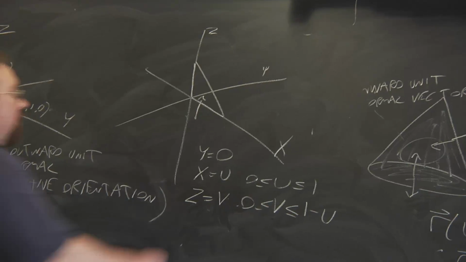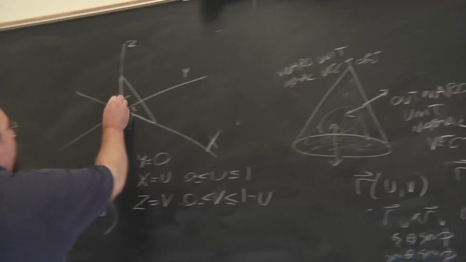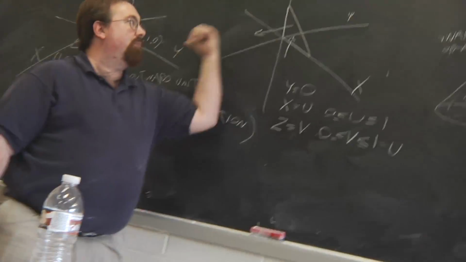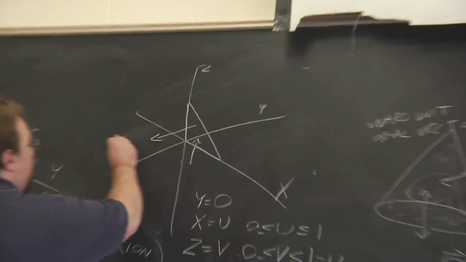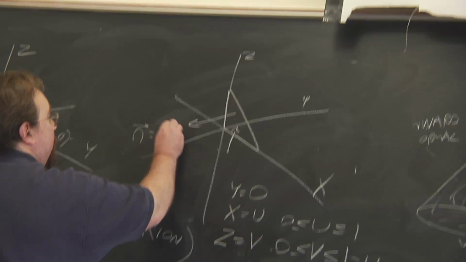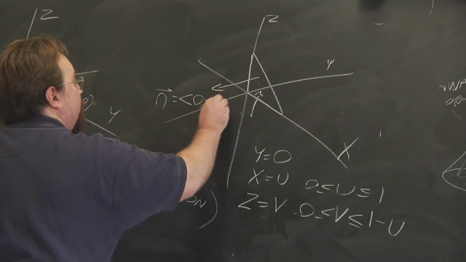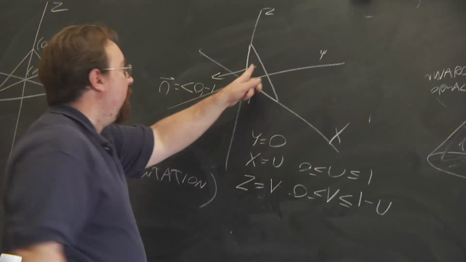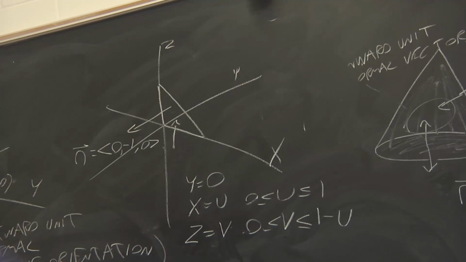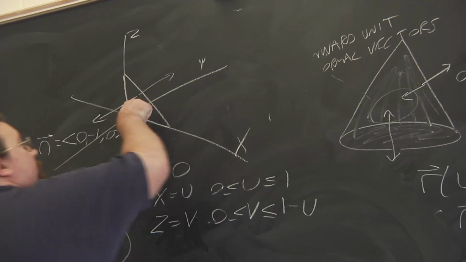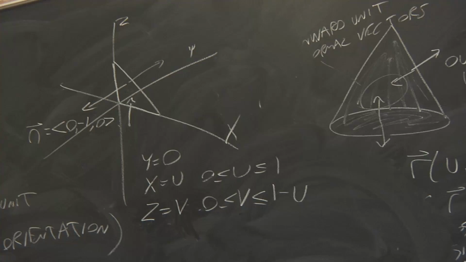Now, the unit normal is going to point in this direction. We want outward, so it's pointing away from the tetrahedron. In this case, the unit normal vector n is going to be (0, -1, 0). It's going to be pointing along the negative y-axis because it's outward. (0, 1, 0) would still be perpendicular to this side of the tetrahedron, but it would be pointing into it. We don't want that one.